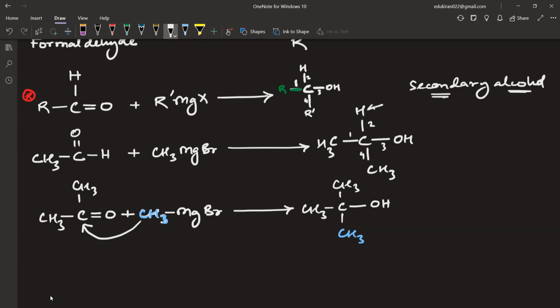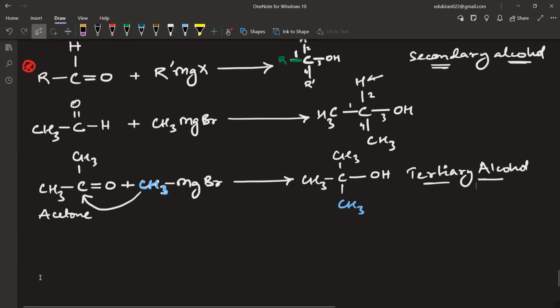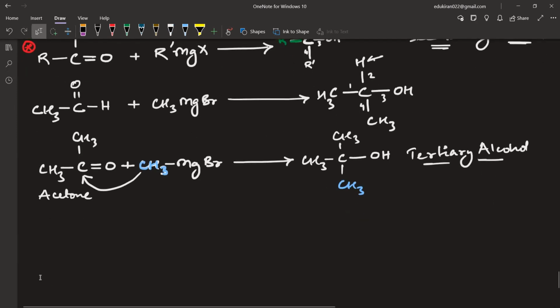Okay, so when you have ketones, this is a ketone. What type of ketone is this? This is acetone, or propanone, as you can say in IUPAC nomenclature. This is what? This is a tertiary alcohol. Okay. Rifat, have you written it? Yes, sir.